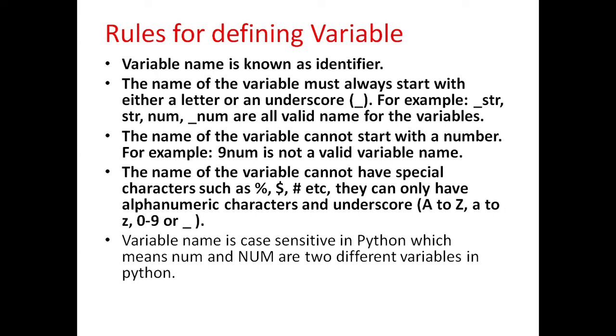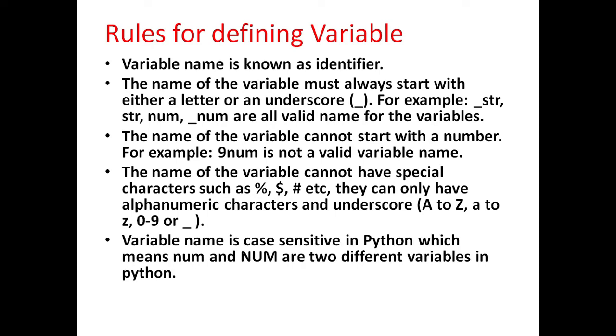The name of the variable cannot have special characters such as %, $, #, etc. They can only have alphanumerical characters and underscores. In Python, variable names are case sensitive, which means that small num and capital Num are two different variables.